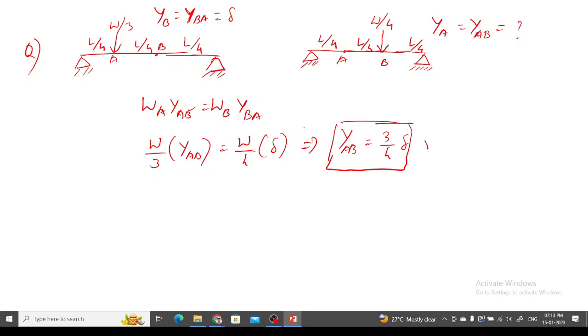Yes. So now we will discuss the moment area method. This is a very important method for calculating the deflection of beams. It is very useful for cantilever beams and for symmetrical loading with simply supported beams.